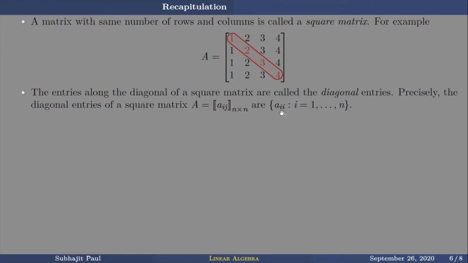Okay, so these are the diagonal entries. By the way, we are interested only in this diagonal. Geometrically speaking, there is another diagonal as well, but we do not care for that one. It does not have any importance in the literature or in mathematics. The entire importance of diagonal elements is carried by this diagonal.